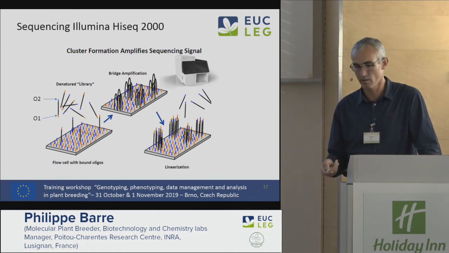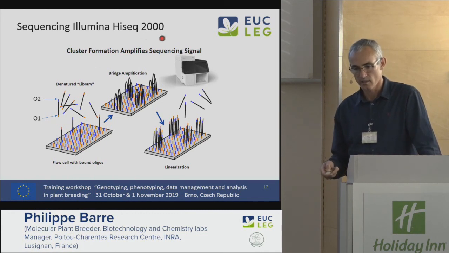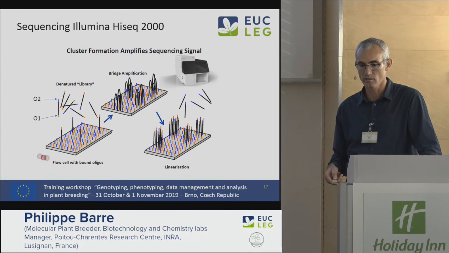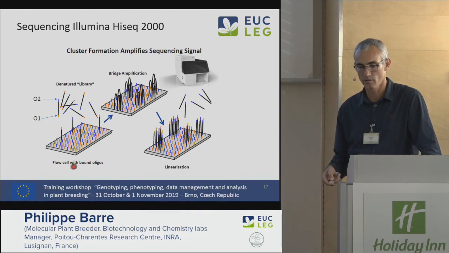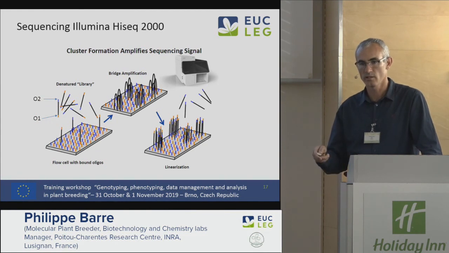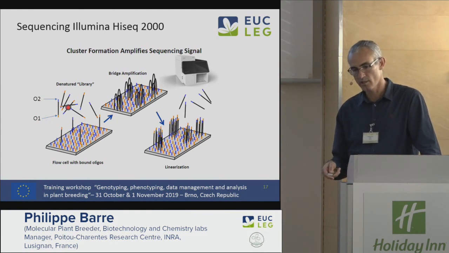So here it's sequencing using Illumina HiSeq 2000. And so this is the principle. You have here kind of, I would say, a slide or something. They call it a flow cell. And here on the flow cell, you recognize the O1 and O2 put on the flow cell. And so you will stick your library, the different fragments, on the flow cell.